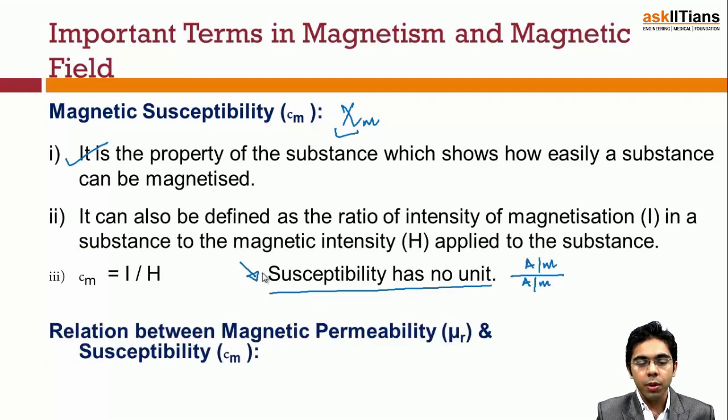Now what is the relation between magnetic permeability and susceptibility? Remember this relation, this is a very important relation. Relative permeability mu r is equal to 1 plus chi m, or 1 plus chi. So remember this, this relation is very important.